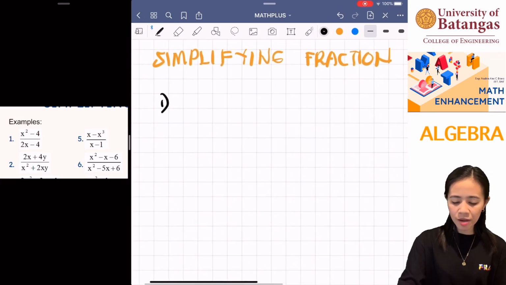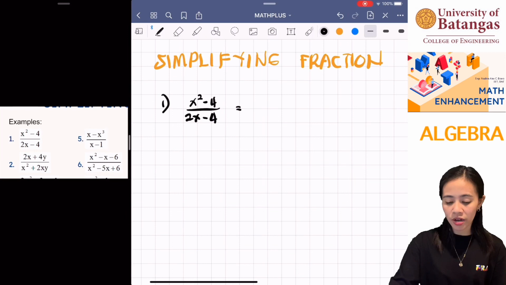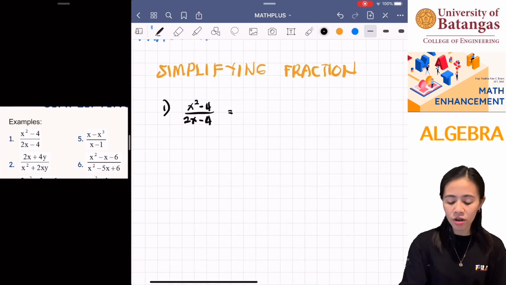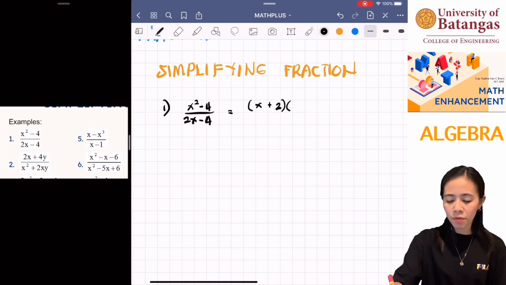Okay, the first example is x squared minus 4 all over 2x minus 4. So, obviously, the numerator is a difference of squares. Okay? And then, in the denominator, you have a common factor there. So, for a difference of squares, we simply take the square root, diba? So, you'll get x plus 2, square root of 4. Multiply to the same binomial, pero this time, minus naman siya. And then, divide this by the denominator whose common factor is 2.